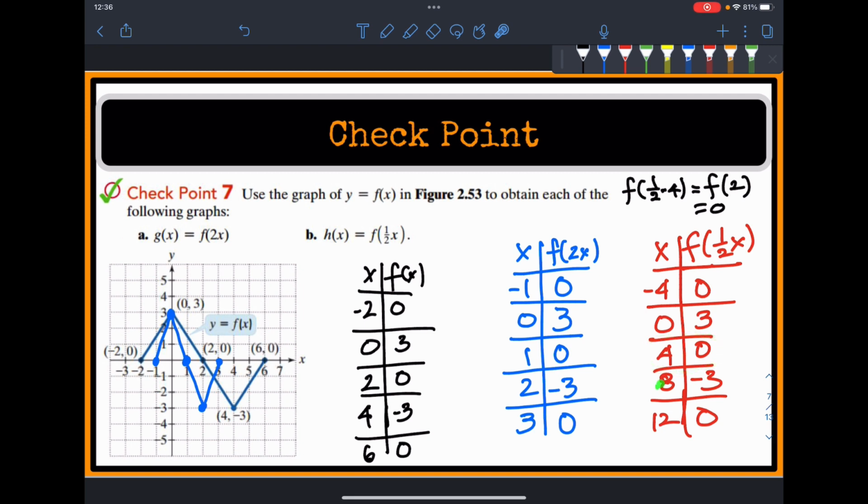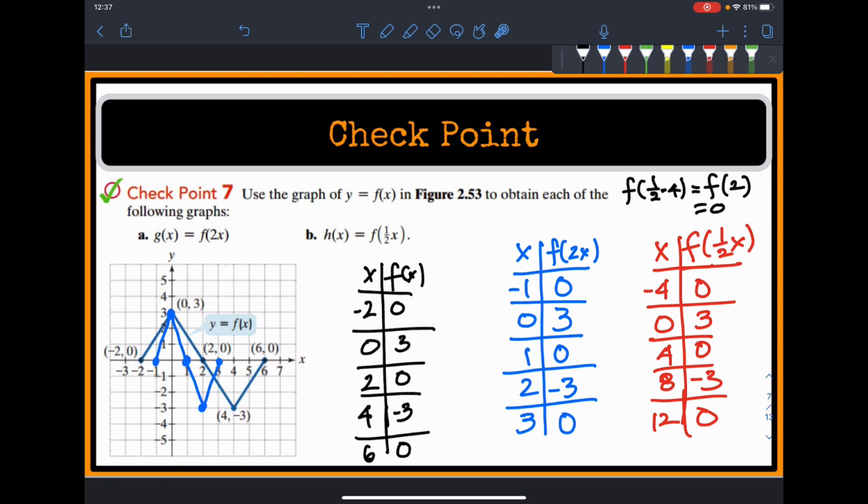And if I do the same thing with 8, I'll see that the y value is going to be -3. And then again, the same thing with 12. 12 times half is equal to 6. So f of 6, again, is equal to 0. So all I'm doing is dividing all of these original x coordinates by 1/2 to figure out what the new x coordinates have to be to maintain the same y coordinates.